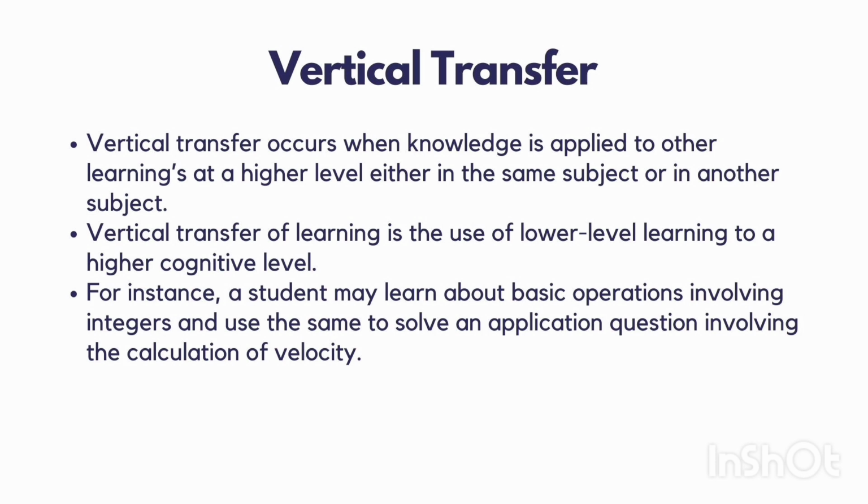Vertical transfer. Vertical transfer occurs when knowledge is applied to other learnings at a higher level, either in the same subject or in another subject. Vertical transfer of learning is the use of lower level learning at a higher cognitive level. For instance, a student may learn about basic operations involving integers and use the same to solve an application question involving the calculation of velocity.